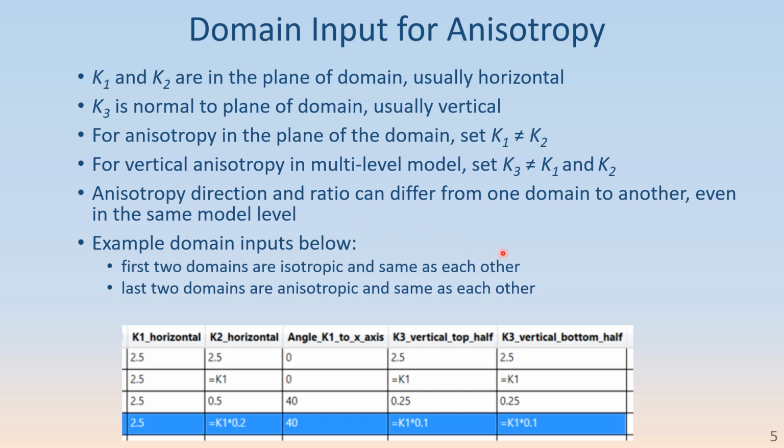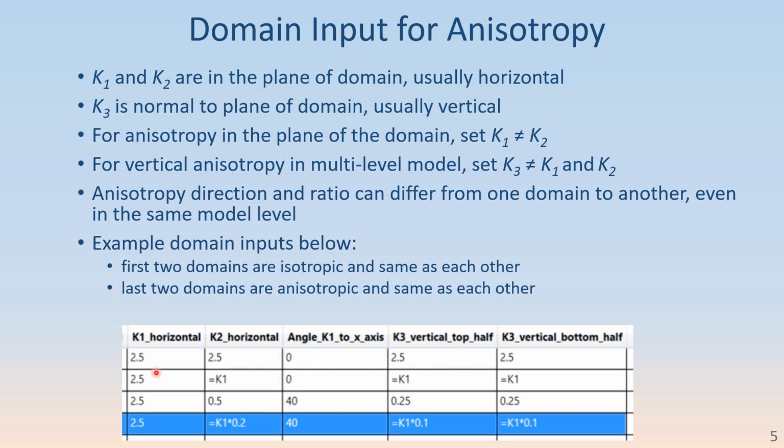Here's an example of inputs. The first two lines, these are from the domain input tables. We've got K1, and I say horizontal, assuming that we're using this in the typical mode. You can also flip it on end and do vertical plane modeling, which is the subject of a later video in this series. But anyway, the first line here, we have K1 at 2.5, K2 at 2.5, and the K3s specified the same way. So this one is isotropic all around.